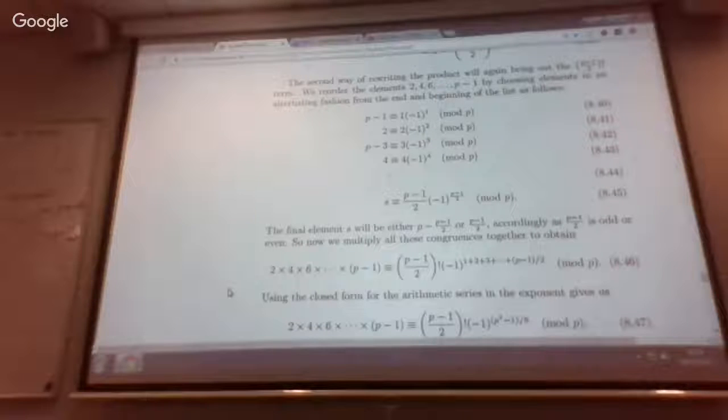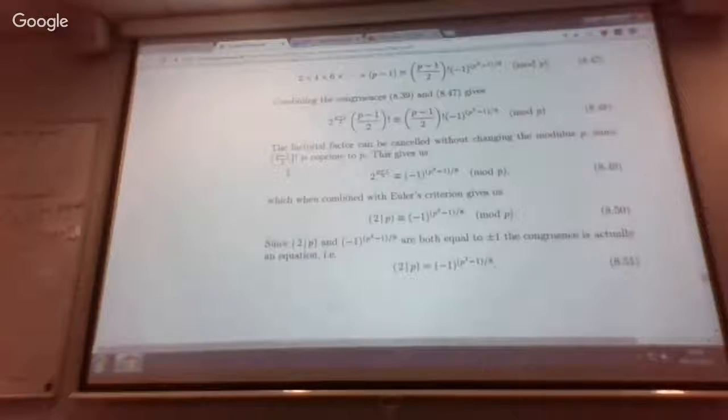So it's this very careful argument about multiplying together multiples of 2, and just being very careful with what's going on with the plus and minus signs. That allowed us to establish this result about the Legendre symbol of 2 modulo p.